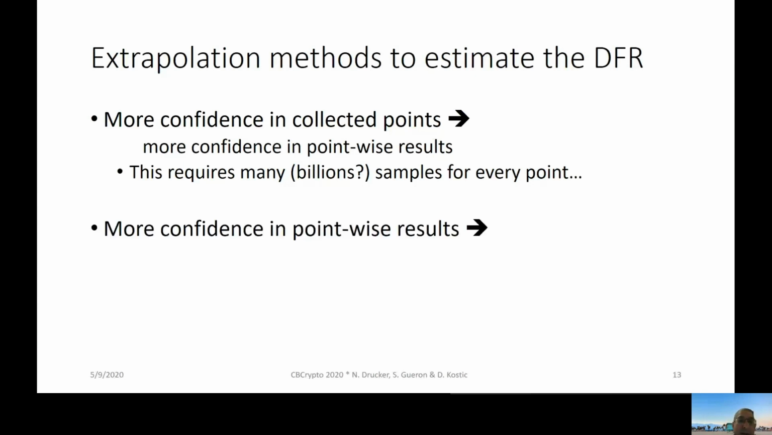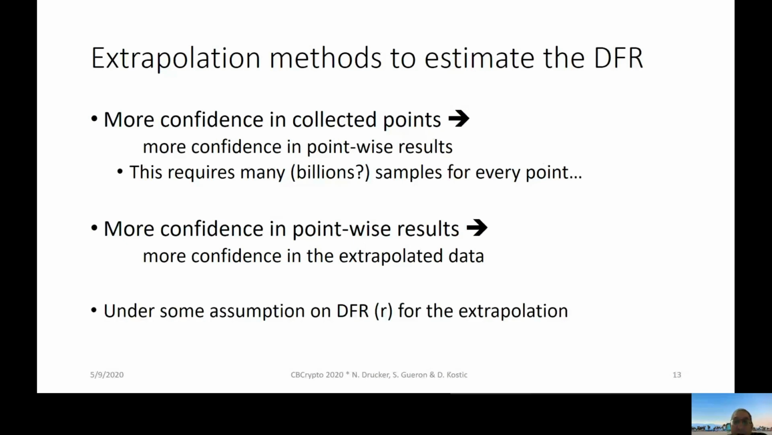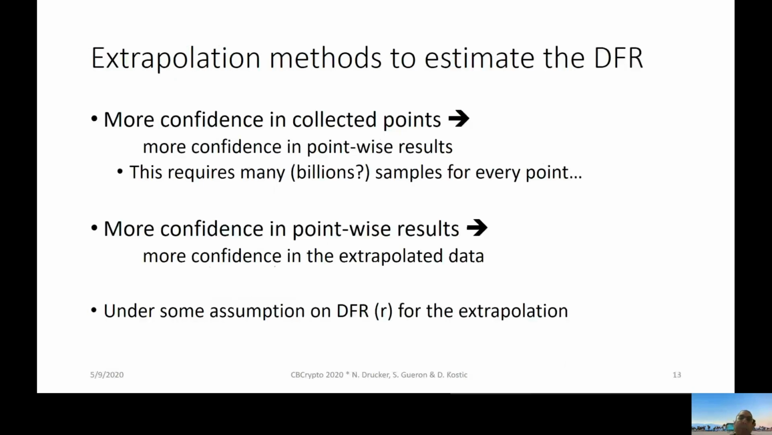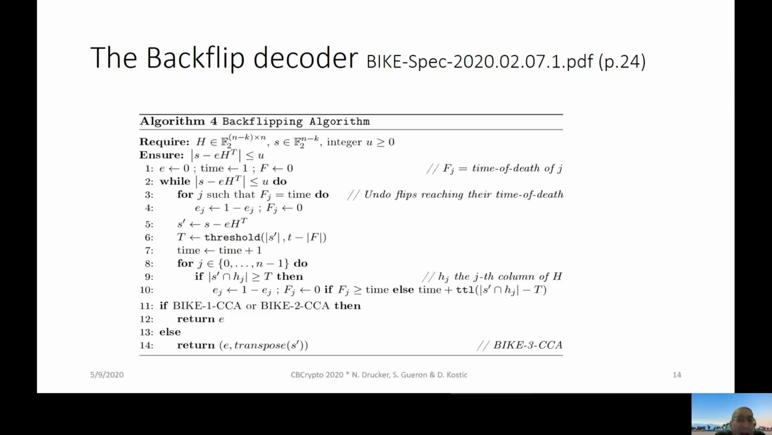Now, if you have more confidence in the pointwise results, then you have more confidence in the extrapolated data under the assumption that the dependence of DFR on the R is whatever you assume. Now let's see a problem with the decoder, the Backflip decoder. So here is a snapshot of the specification, and I will not get to the details, but let me point to you what is missing here.